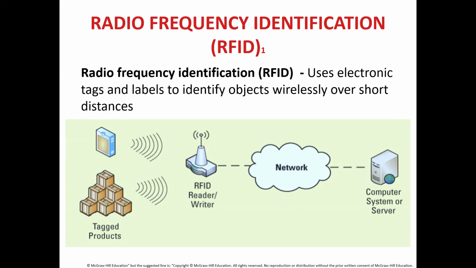RFID, or radio frequency identification, uses electronic tags and labels to identify objects wirelessly over short distances. An RFID tag contains a microchip and an antenna and typically works by transmitting a serial number via radio waves to an electronic reader, which confirms the identity of a person or object bearing the tag.